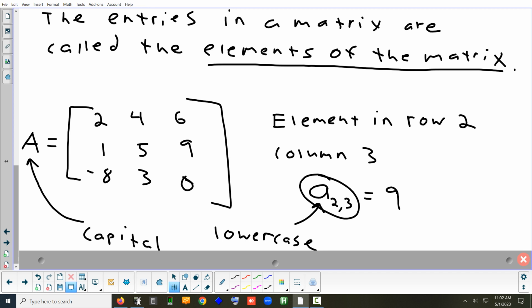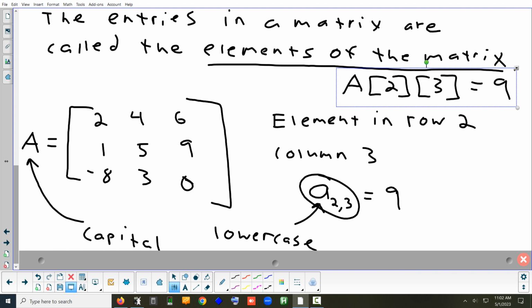If you were doing it on a computer, it would look a little bit different. You might see something like that. You'd see a notation that represents the name of your matrix, and then brackets for the row, brackets for the column. So it's a little different, but it's getting at the same idea.